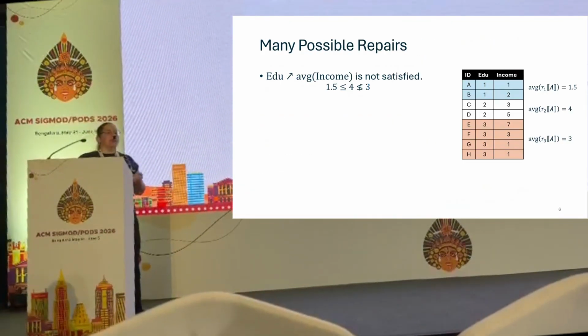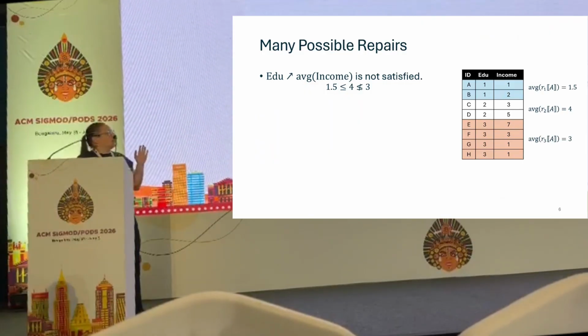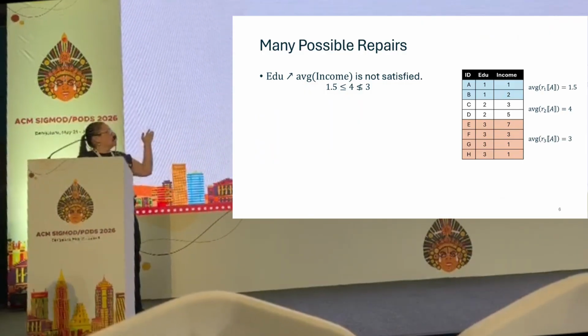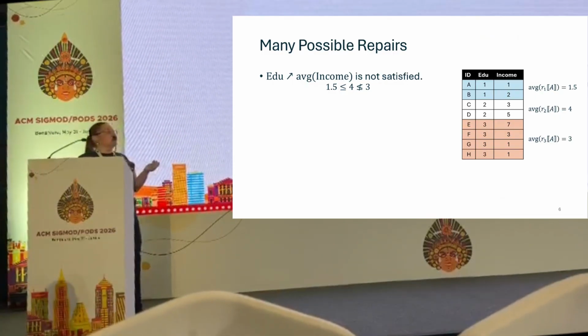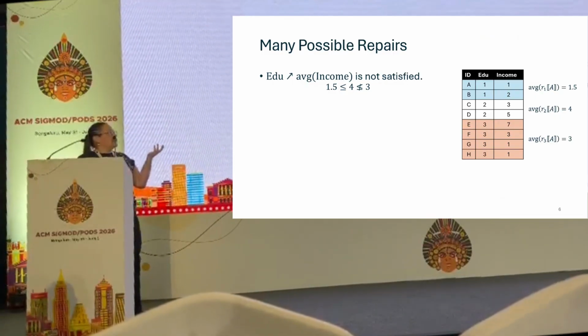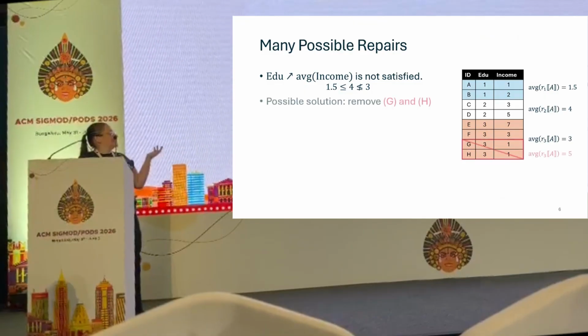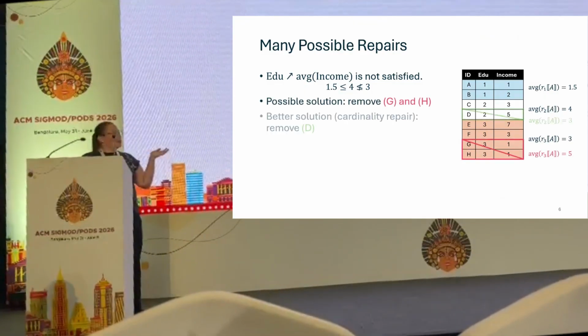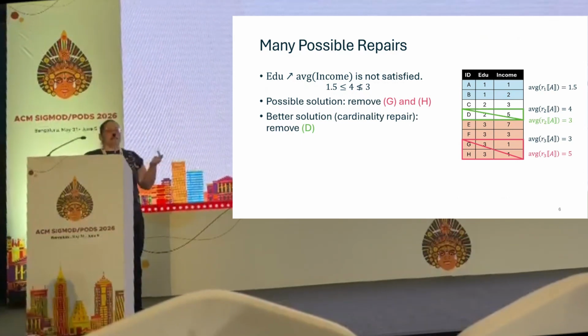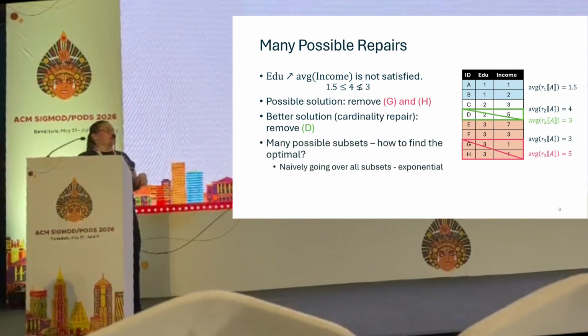So let's look at another simple example. We have a relation here, and the trend is not satisfied because the average of the second group is too large. So we could repair it by removing two tuples and increasing the average in the third group, or we could remove just a single tuple and decrease the average of the second group.